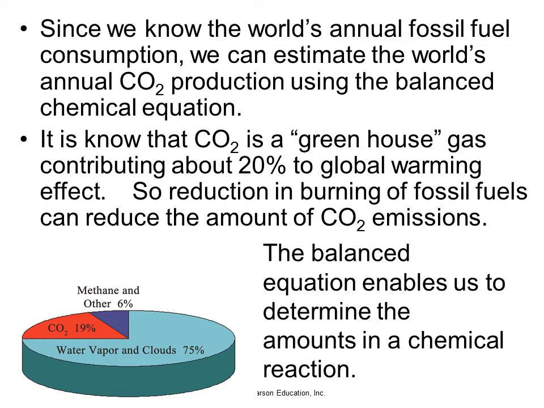Since we know the world's consumption of fossil fuel, we can estimate the world's annual carbon dioxide production using the balanced chemical equation. It is known that carbon dioxide is a greenhouse gas, contributing about 20% to the global warming effect. So reduction in the burning of fossil fuels can reduce the amount of carbon dioxide emissions. The balanced equation enables us to determine the amounts in a chemical reaction.